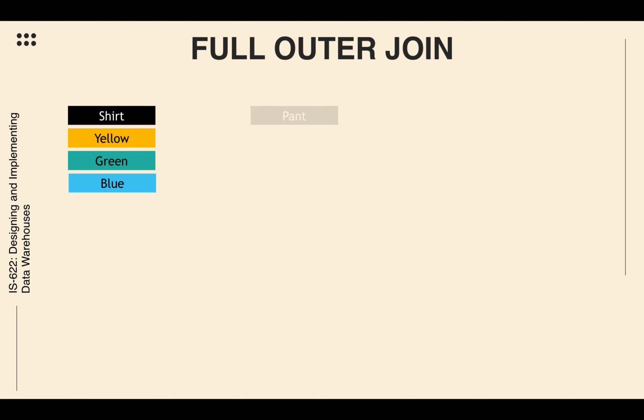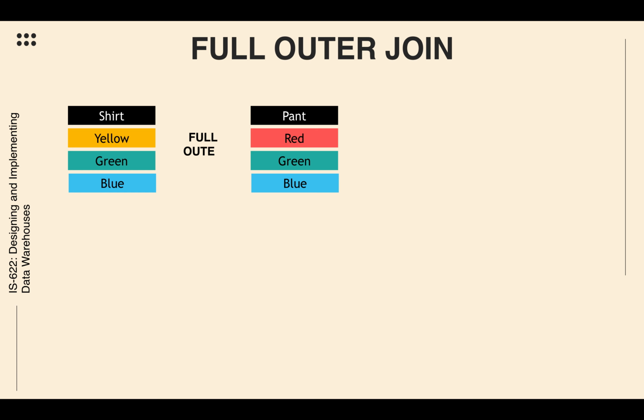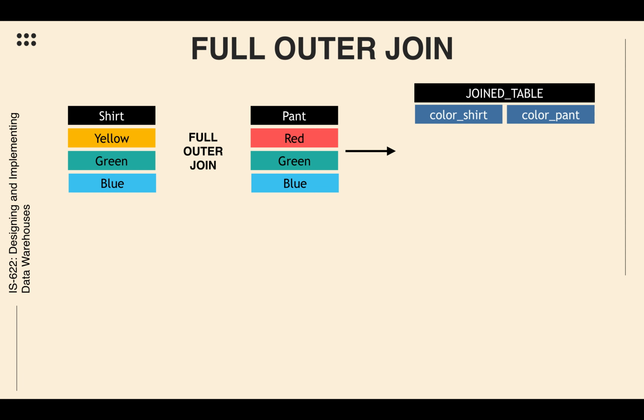The last one is a full outer join. So in a full outer join, you are considering everything. Imagine you are considering both sides, left and right together. So a full outer join means you are doing a left join and you are doing a right join, and you are removing the duplicates.